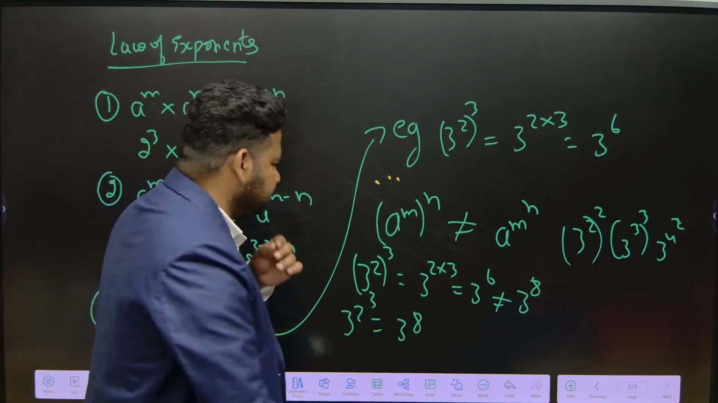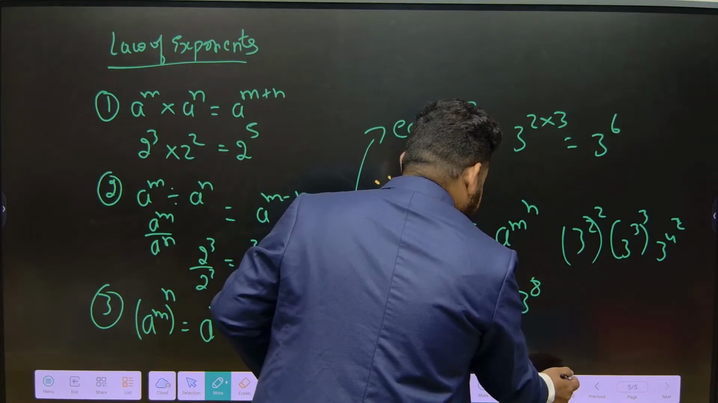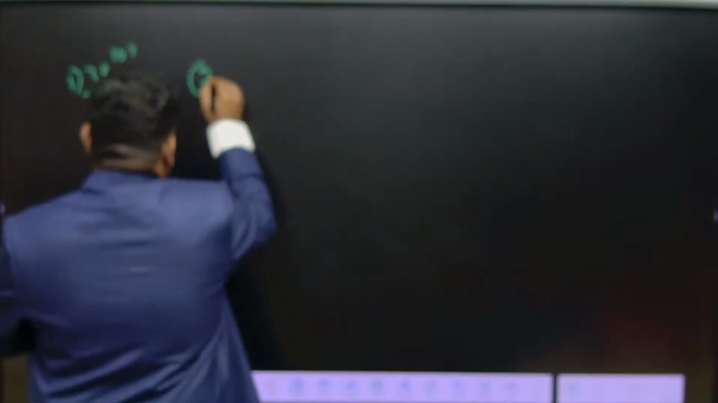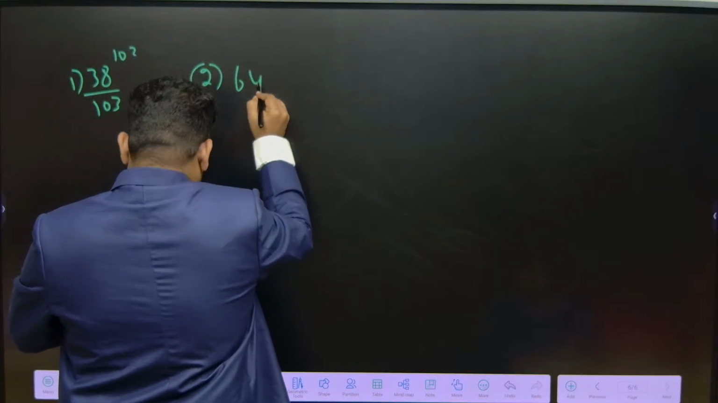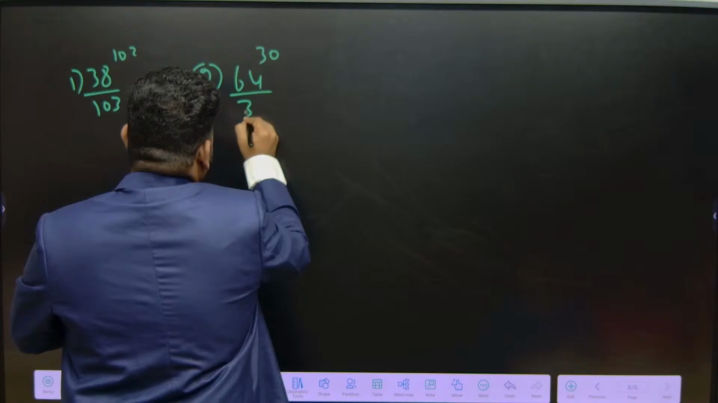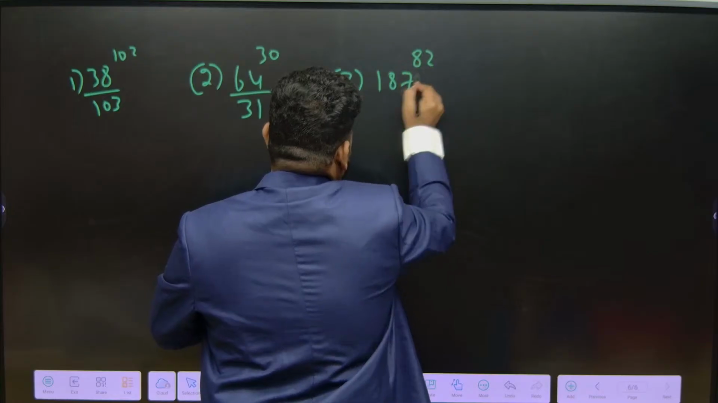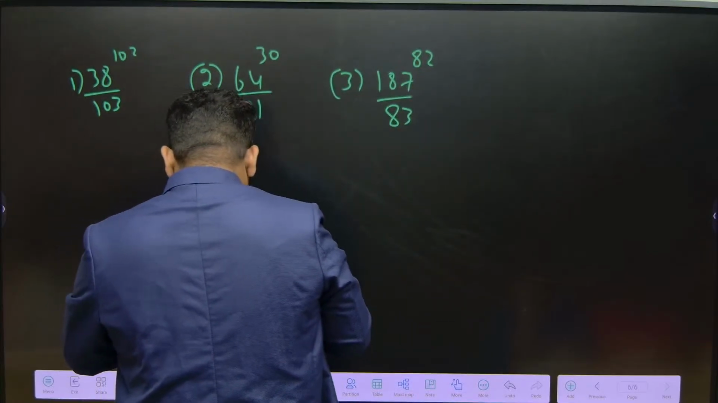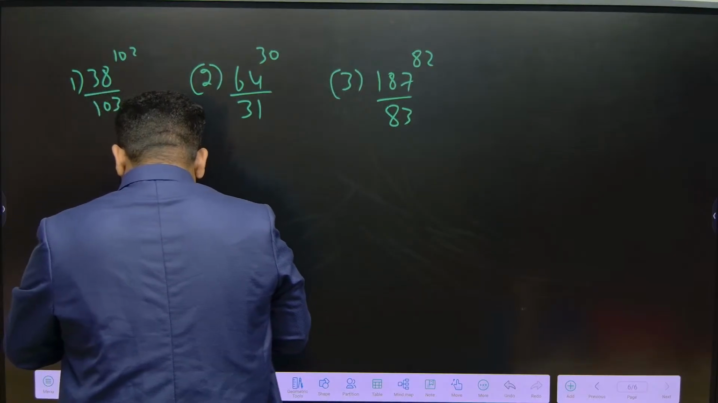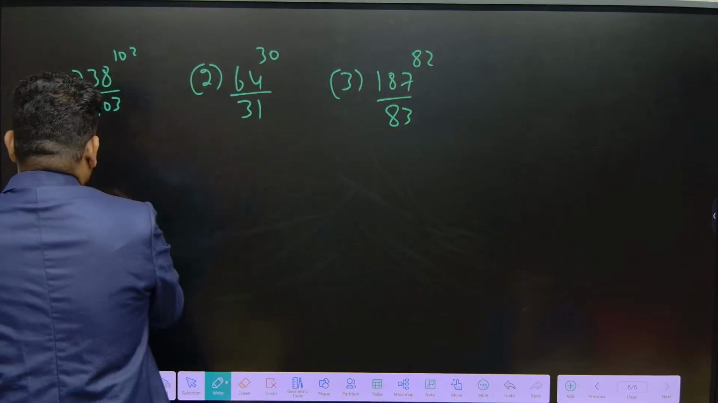Next one. Now let us go to the questions that are given in the examination, actual questions. So let us solve those questions. The question they have given is 38 to the power of 102 divided by 103. The second question is 64 to the power of 30 divided by 31, then 187 to the power of 82 divided by 83.